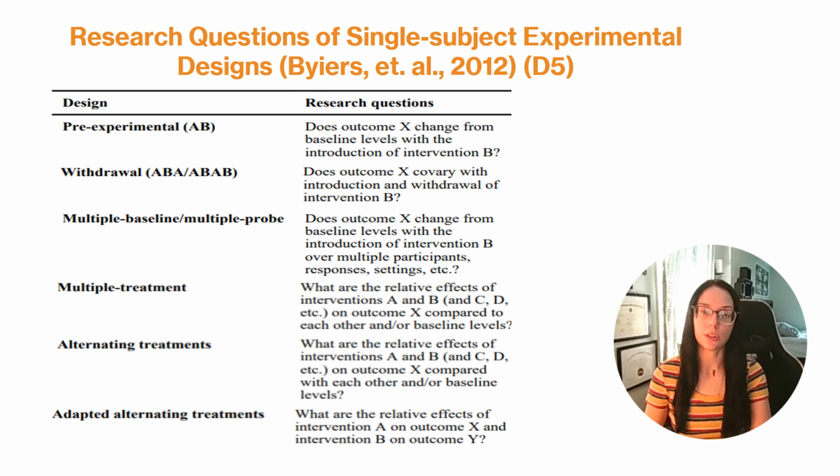The Byers article had shared what different research questions were being asked based upon which experimental design was being utilized. Examples include the pre-experimental AB design asked, does outcome X change from baseline levels with the introduction of intervention B? Or multiple baseline, multiple probe is asking, does outcome X change from baseline levels with the introduction of intervention B over multiple participants, responses, settings, etc.?